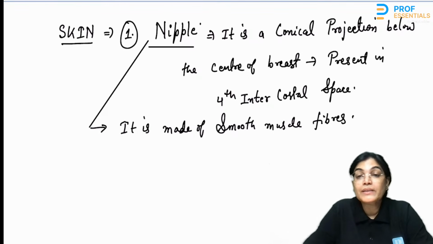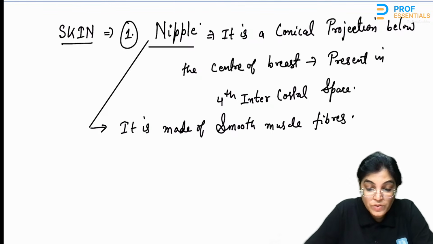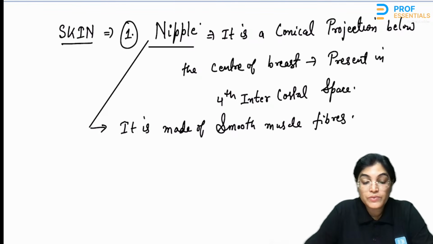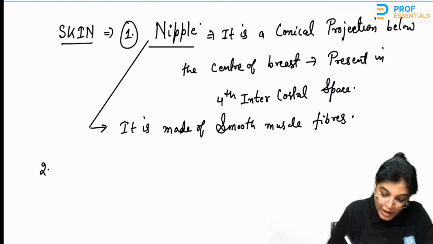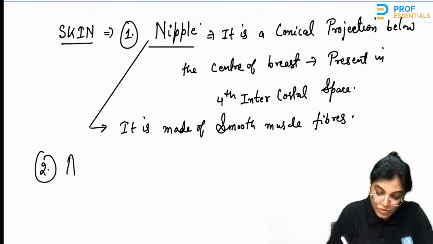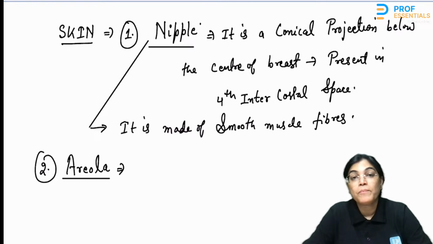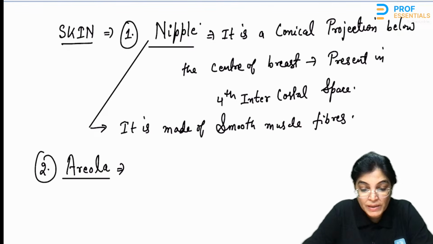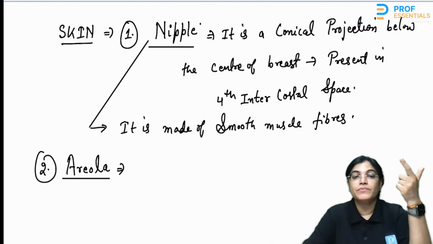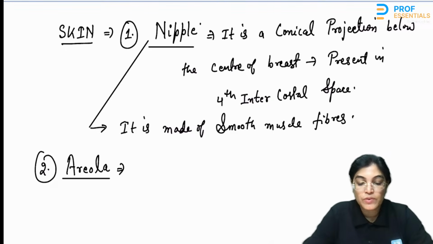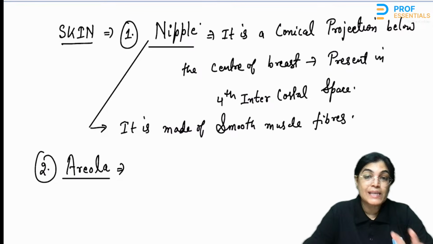Which is having rich innervation from nerves. Okay, it is having rich innervation from the nerve. The second part which you have to know is the areola. Actually, the surrounding area to the nipple, it's a circular area of pigmented skin which is surrounding the base of the nipple, and it contains a large number of modified sebaceous glands.